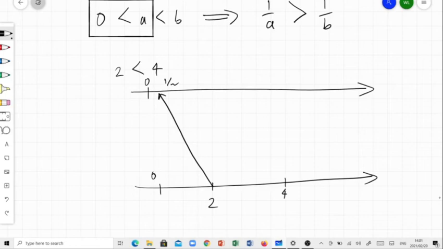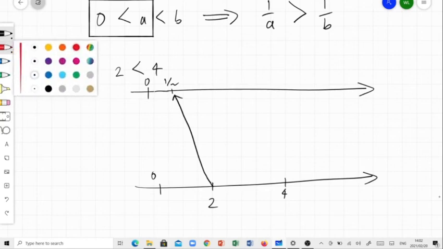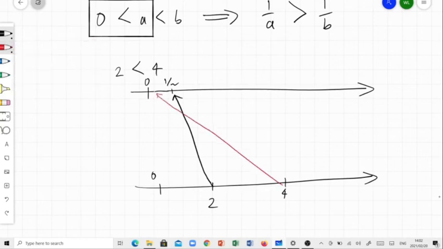Okay, so 2 will map into a half. Let's just make the picture like this. And 4 will actually map into a quarter, which is here. So notice that 1/4, although 4 was further away from 0, its inverse 1/4 is closer to 0 than the inverse of 2. You see?